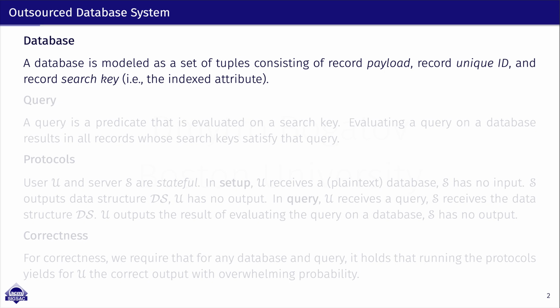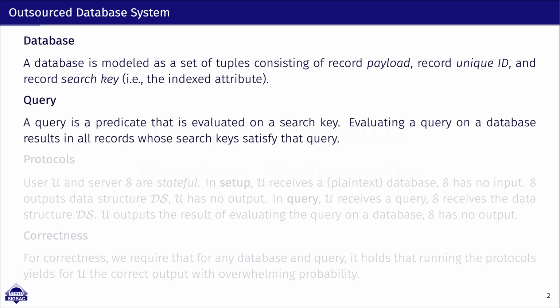We define the following components in the outsourced database model. A database itself is a set of tuples carrying records: payload, and metadata, a unique ID and an index attribute. A query is simply a predicate over the index attribute. Evaluating a database means returning all matching records.